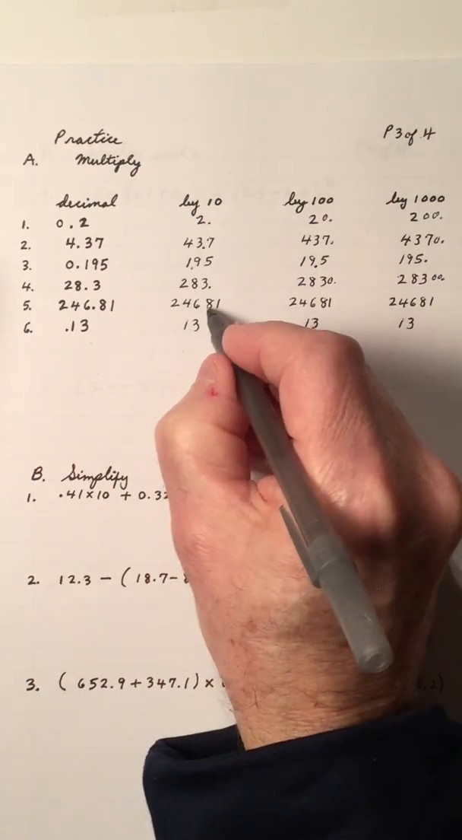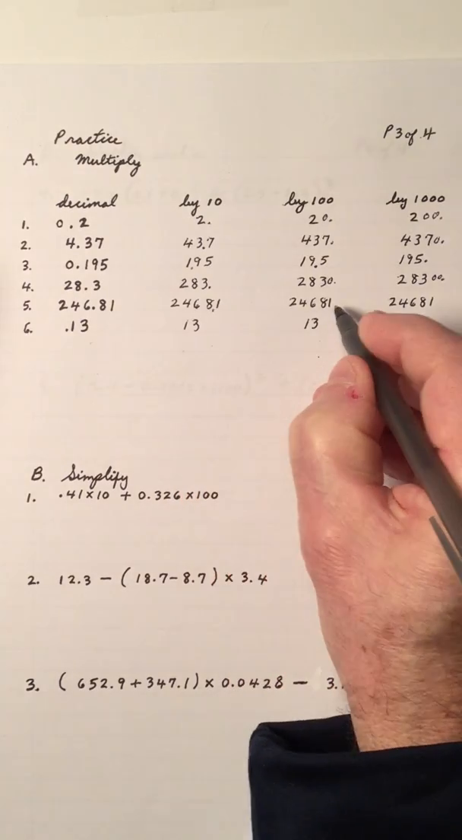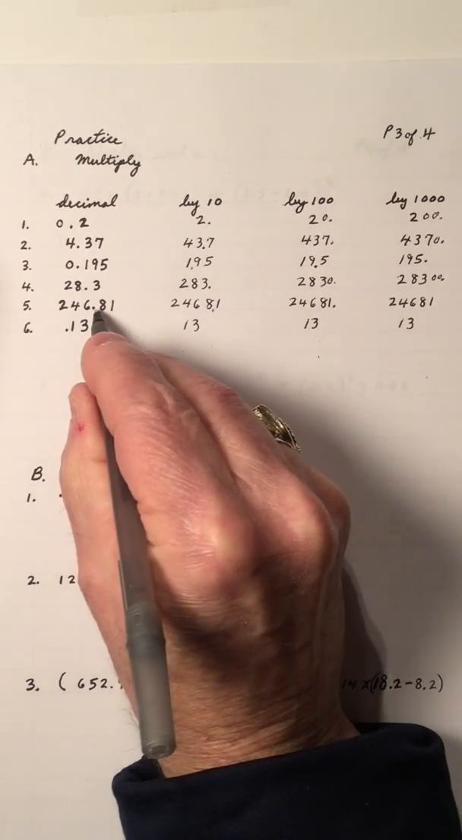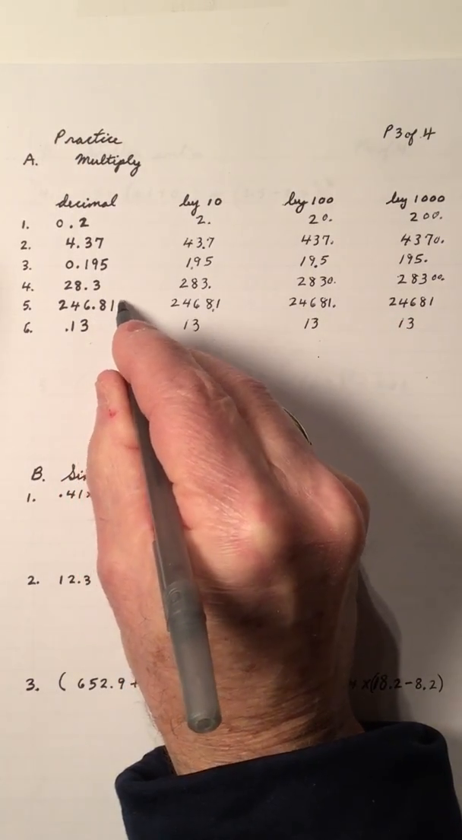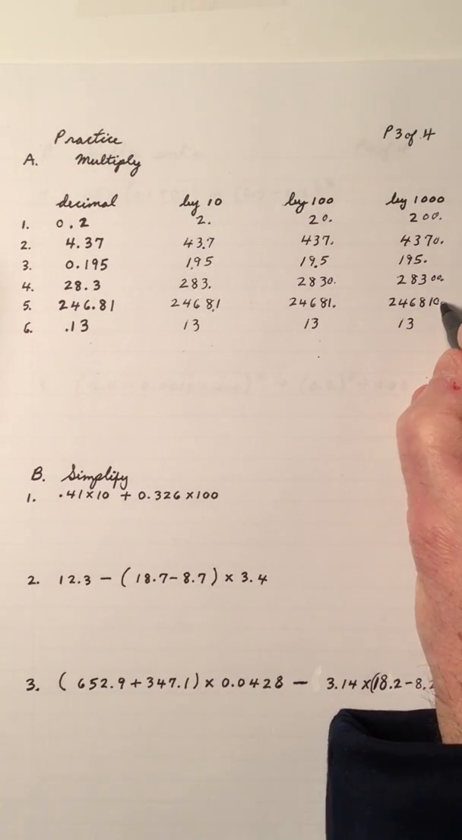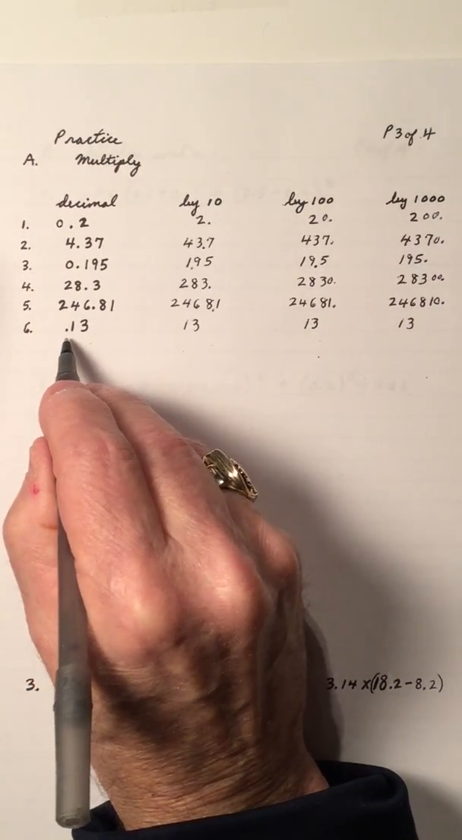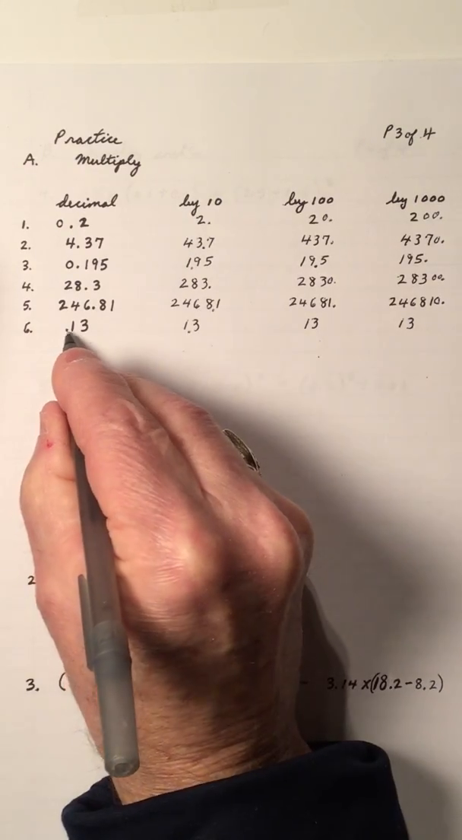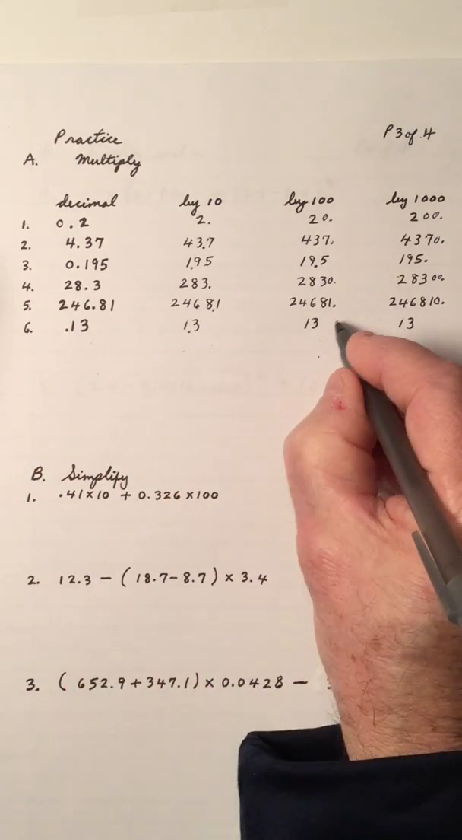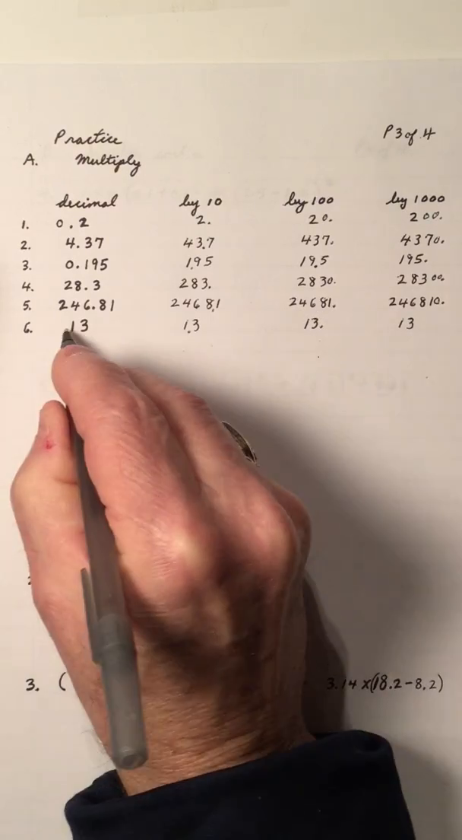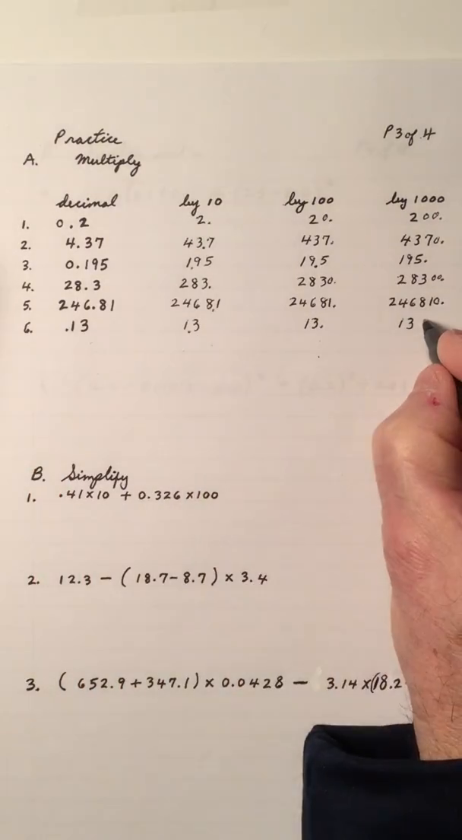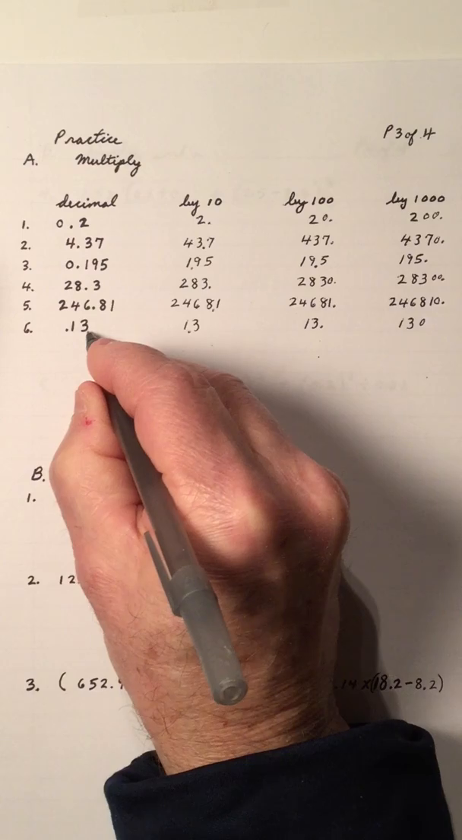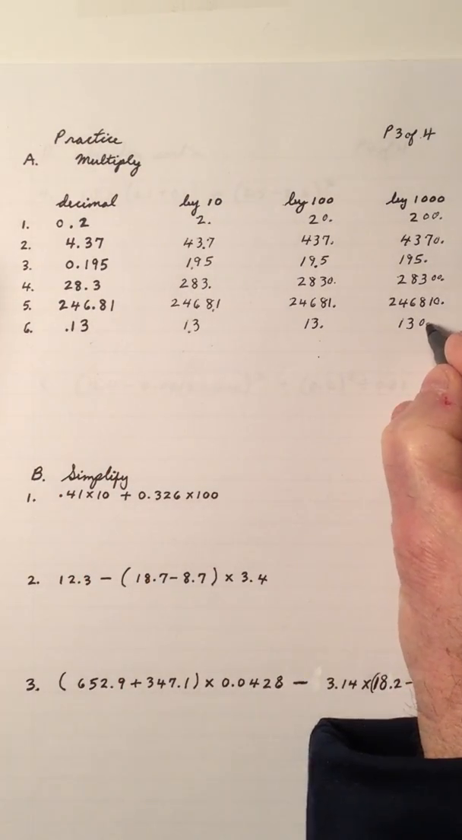Multiplied by 10, 1 place. 2 places, 1 place. 3 places, we put an extra 0. Decimal 13 multiplied by 10 becomes 1.3, 1 place. Decimal 13 multiplied by 100, 2 places, so 13. And 3 places, we put an extra 0 on. 1, 2, 1 more 0.